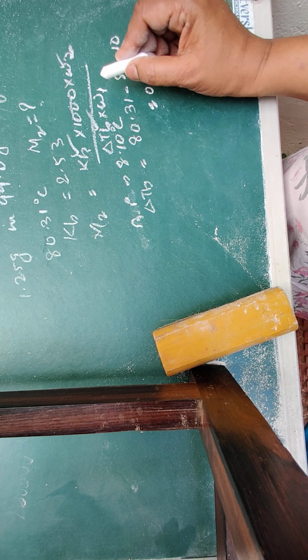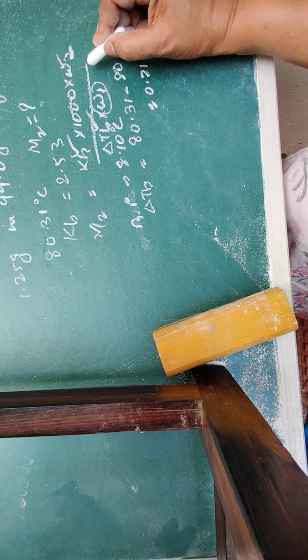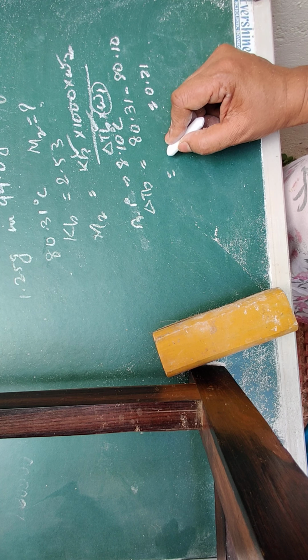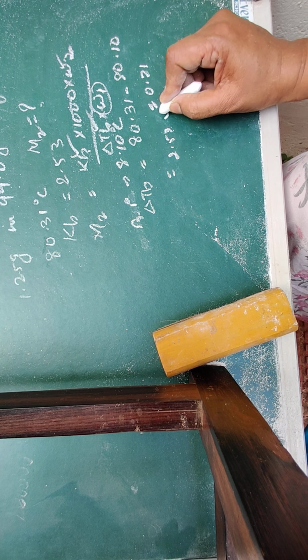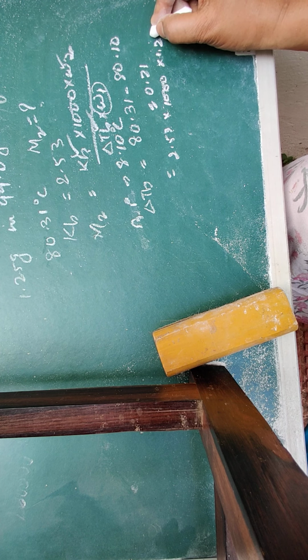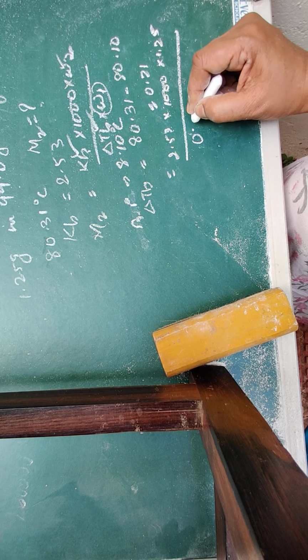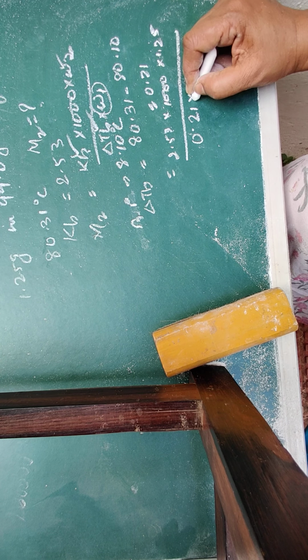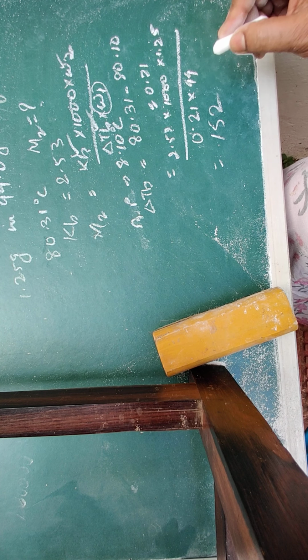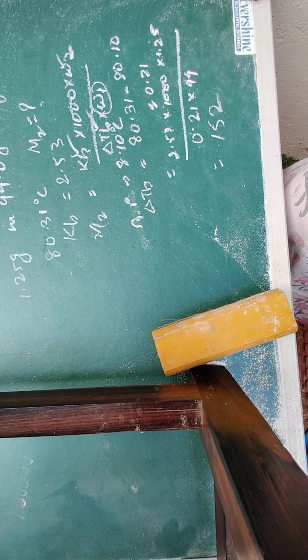So del Tb is 0.21 and W1 is 99. So let me write here. M2 is equal to 2.53 into 1000 into 1.25 divided by 0.21 into 99. If you calculate, you will get the molar mass. That comes to be 152. So solve the numericals that are given in the test.